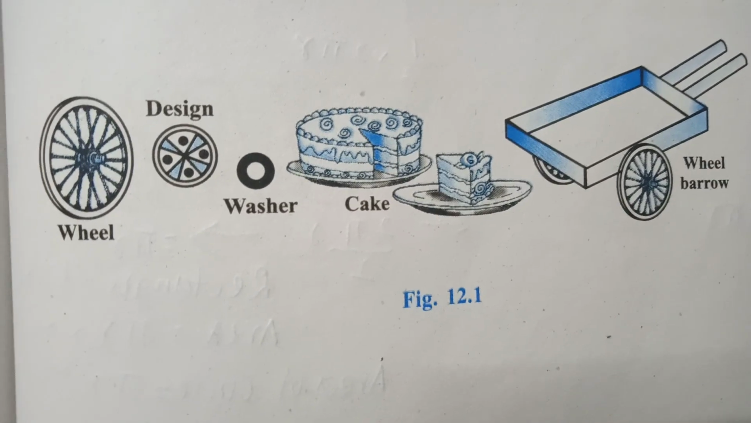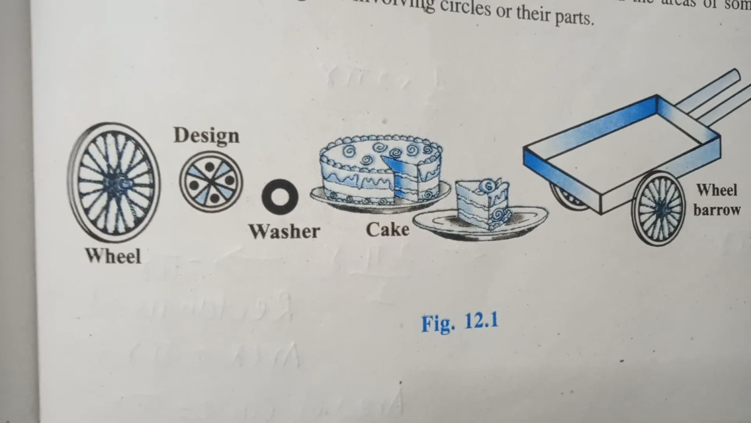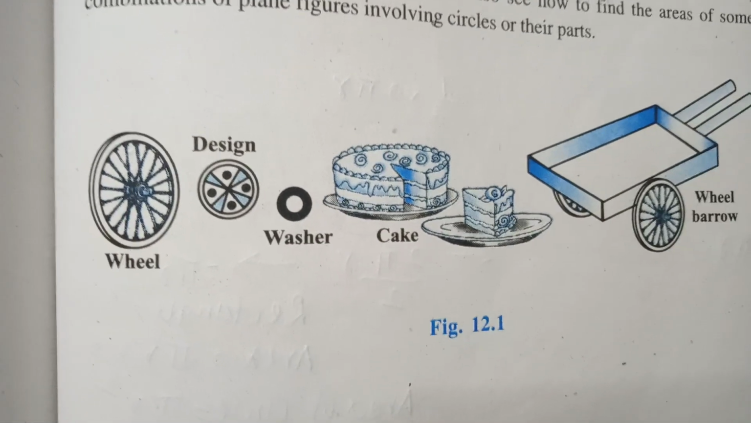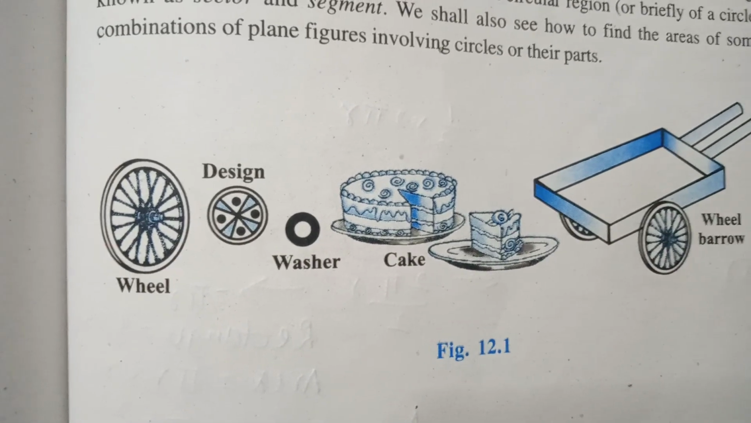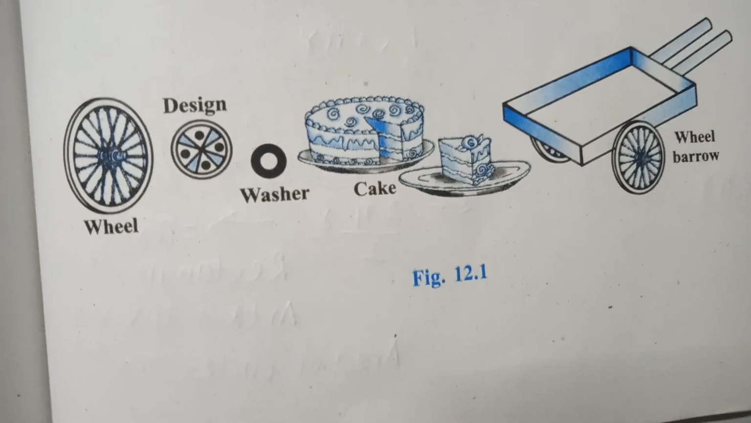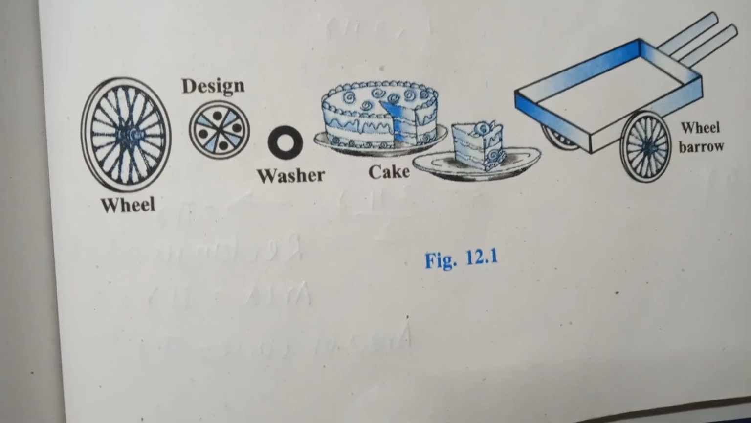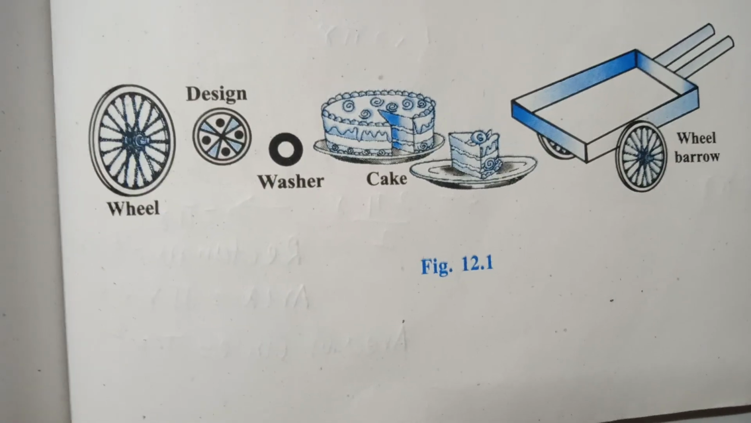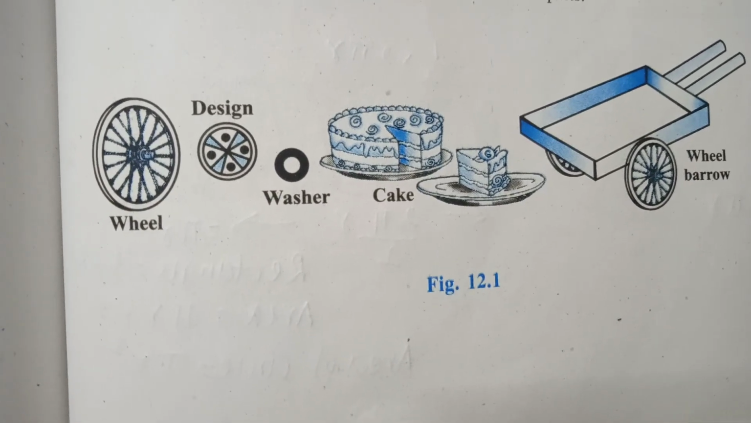Observe the figures which you are seeing now. A wheel, a design, a washer, a cake, and these are all the figures you are observing. Can you identify what type of shapes these objects have? Yes, you are right.